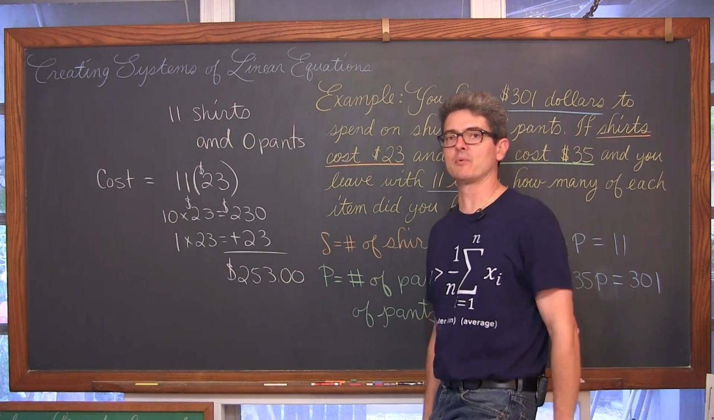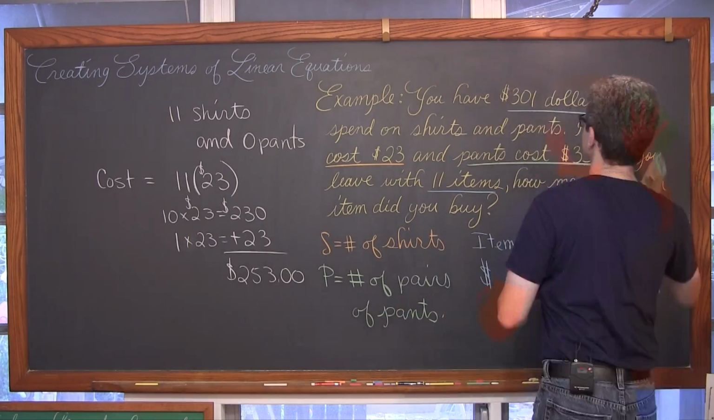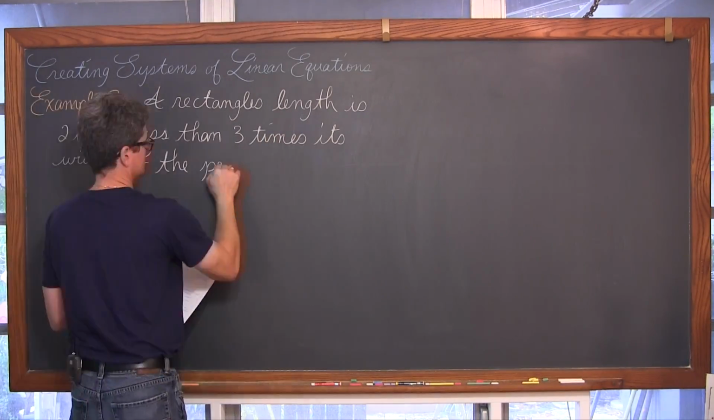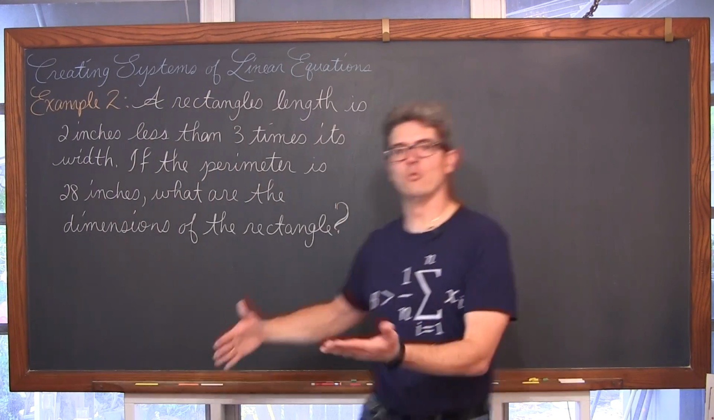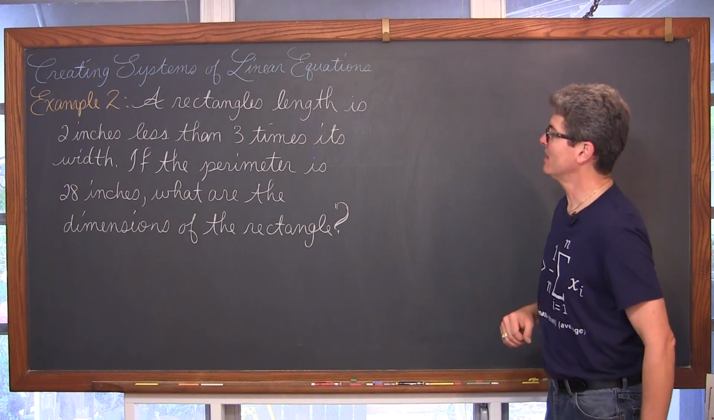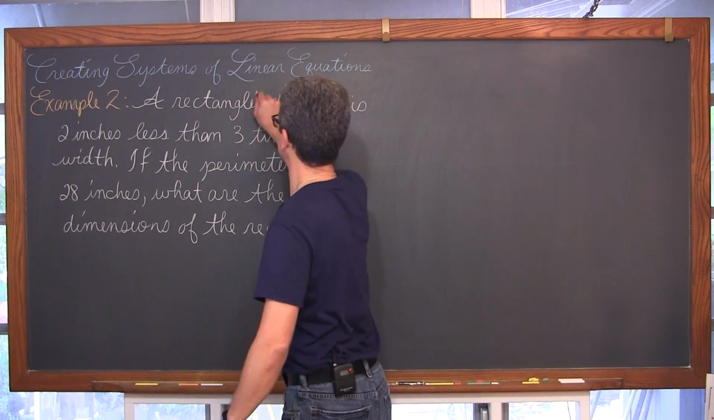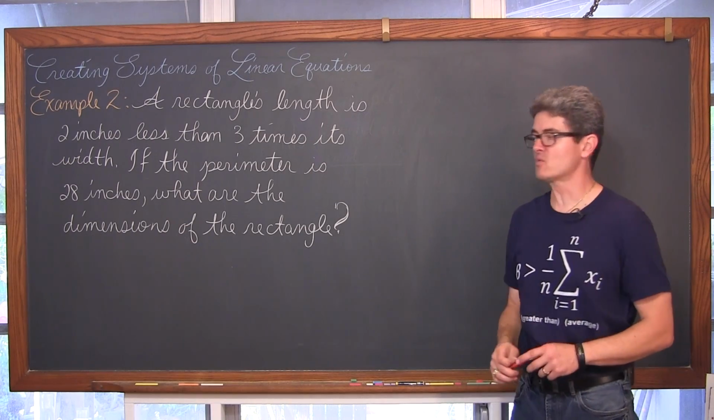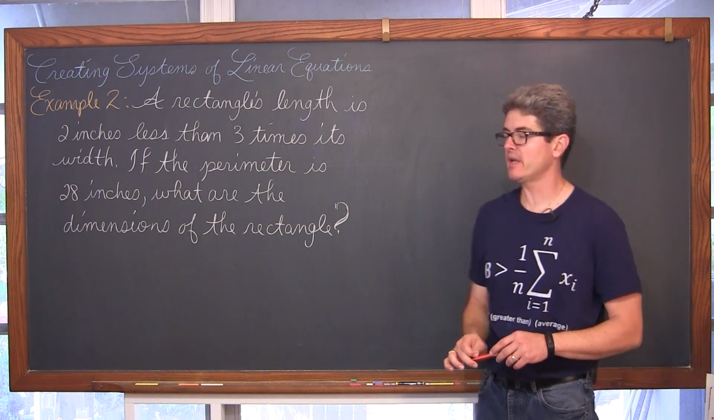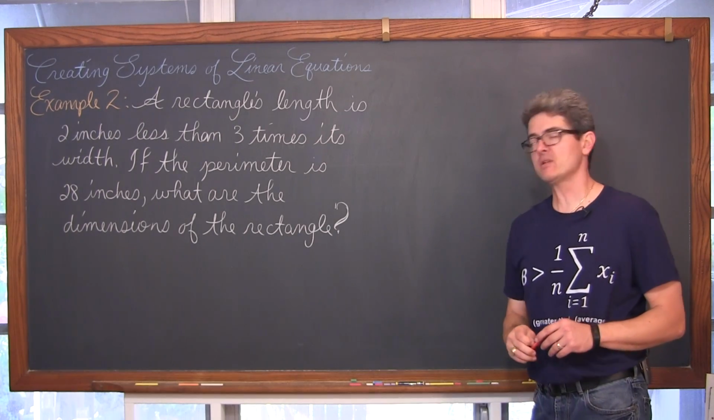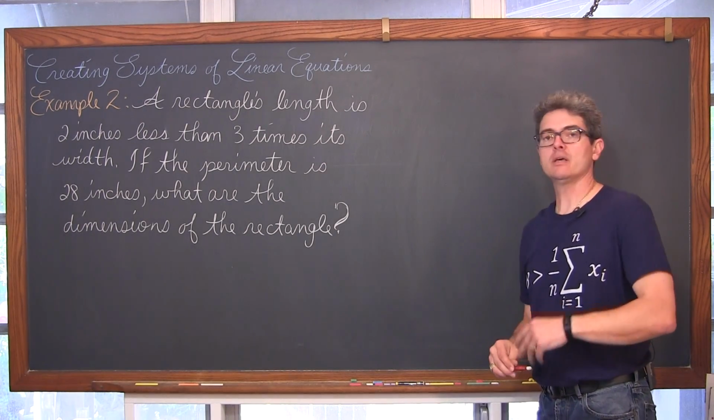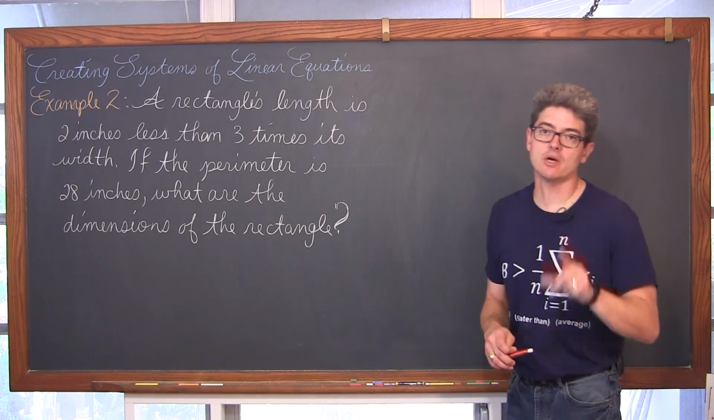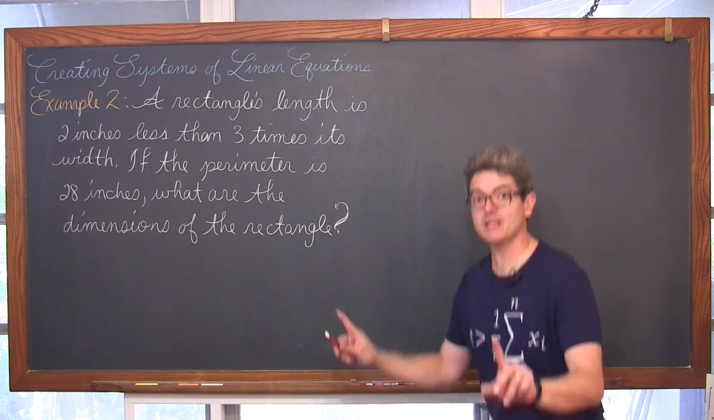Now, second example coming up right now. Voila! A rectangle. The length is 2 inches less than 3 times its width. If the perimeter is 28 inches, what are the dimensions of the rectangle? So again, pause the video, give this a shot, try and come up with these examples on your own. I'll be right back to talk about the solution.